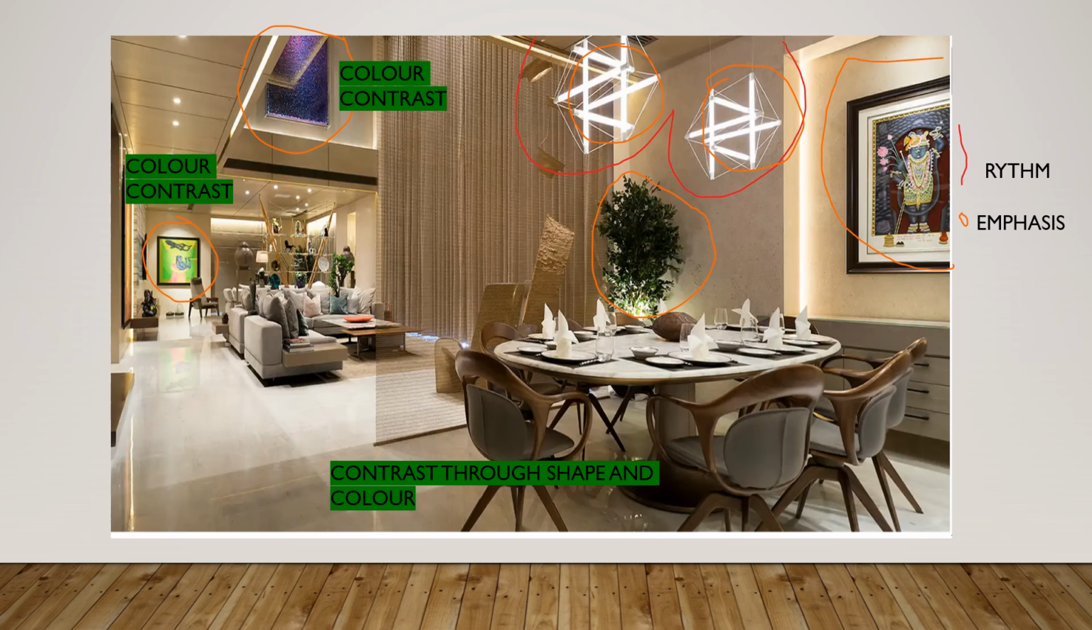This luxury modern design depicts a perfect rhythm. Many things are used to emphasize here. The scenery, this vase, even the bold colors are used to emphasize places and different walls. The chairs are a perfect example of contrast through shape and color.